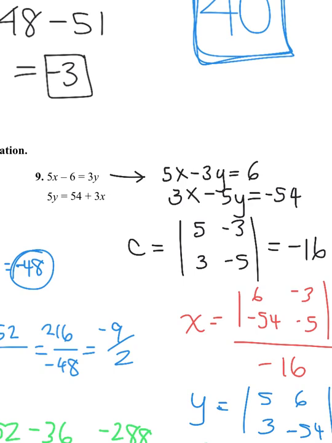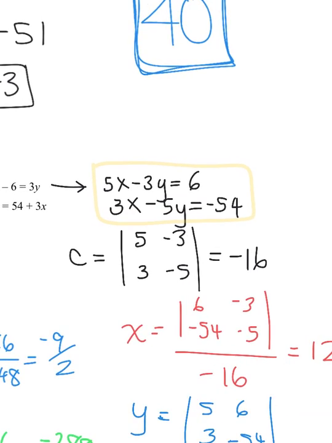All right, so for the answer for number 9, I wanted to explain it since this is a little bit tricky. The first thing you would want to do is get both equations into standard form. So I moved everything around until I got it into standard form right here. Then after I did that, I found my coefficient matrix and I found the determinant of that. And that's where I got this negative 16. The coefficient matrix was 5, negative 3, 3, and negative 5. Find the determinant, and that's where I got the negative 16.